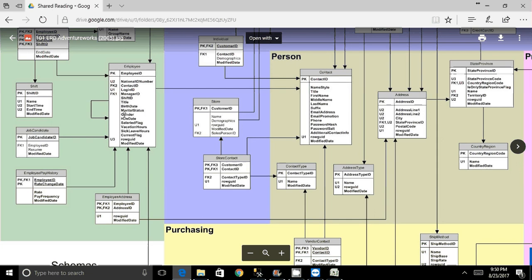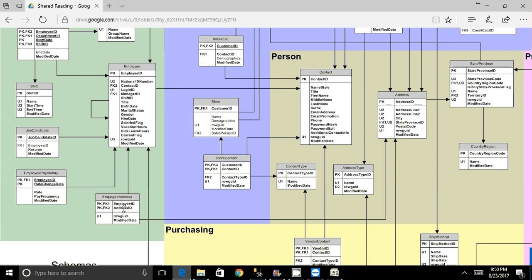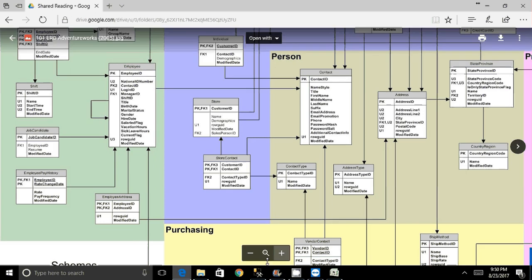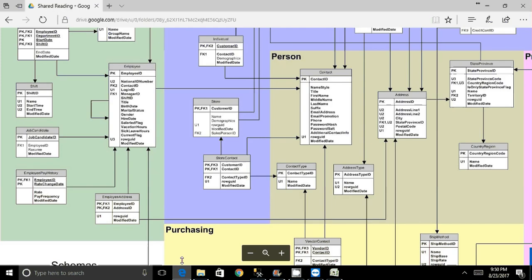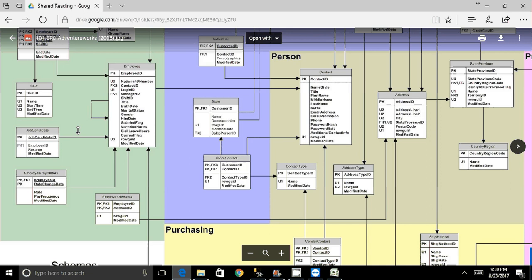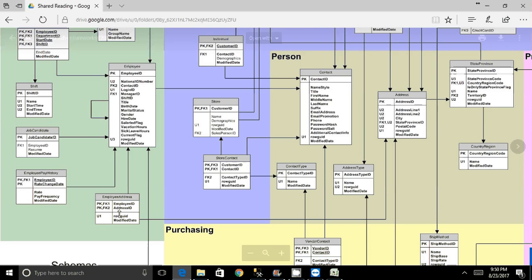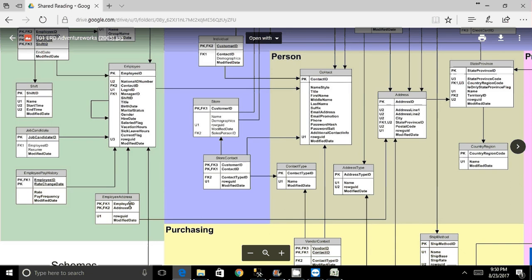Do I have the address ID in this table? So how am I going to say address ID from this table equals address ID from this table? It's not going to work, because you're going to do it on employee ID. You cannot do it on address ID because the address ID doesn't exist in this table. You can join only on those columns that exist in both tables. The only column that exists in both is employee ID.